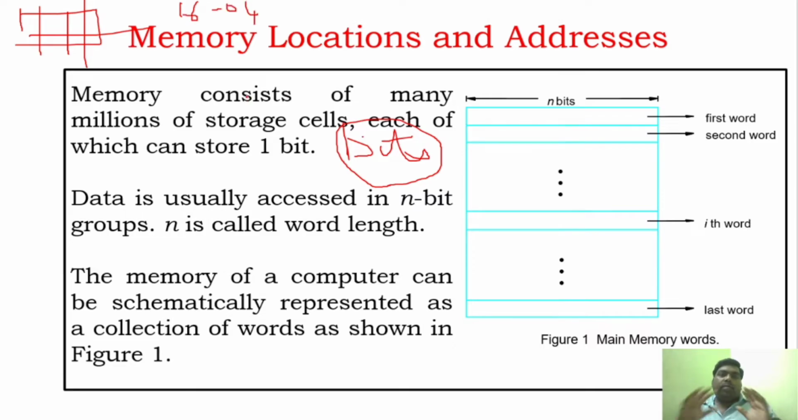Whenever we need to access any particular word stored in the memory, we need a specific number, an address, to access that particular word. For example, you can see this particular diagram. The words will be organized in memory like this: first word, second word, third word, and so on. You have a list of words here.